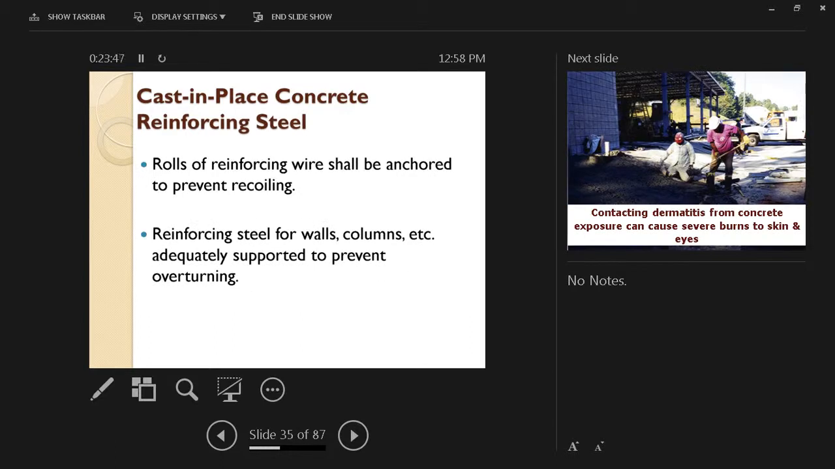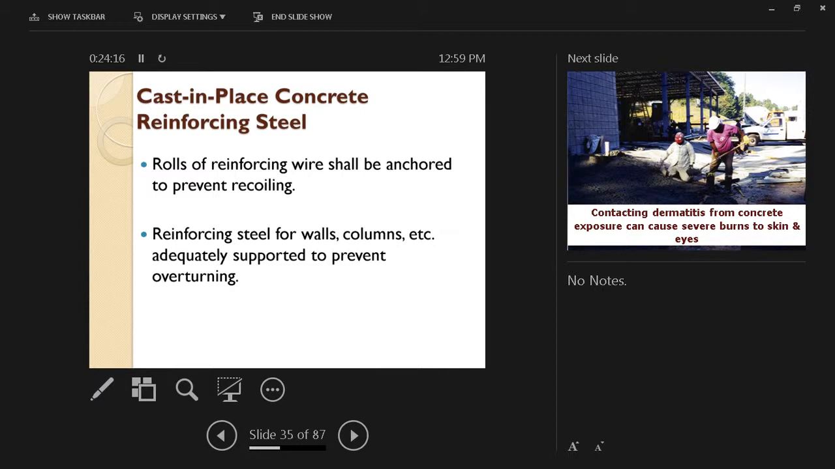Another hazard in concrete comes with the reinforcing steel. Before, we have talked about the vertical rebar and the hazard of impalement, and we talked about how to cover the rebar. We also have the horizontal rebar that's used for slabs, for example. Rolls of reinforcing wire shall be anchored to prevent recoiling, because if they come in rolls, they have already gained that shape of a cylinder. So if we try to straighten them, they would tend to recoil again if they're not properly anchored.